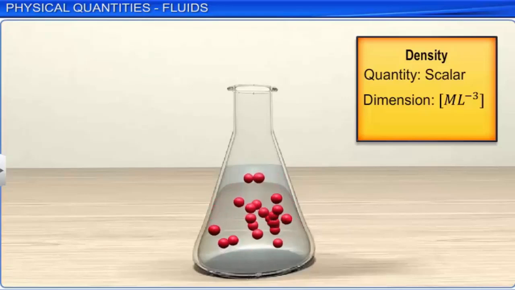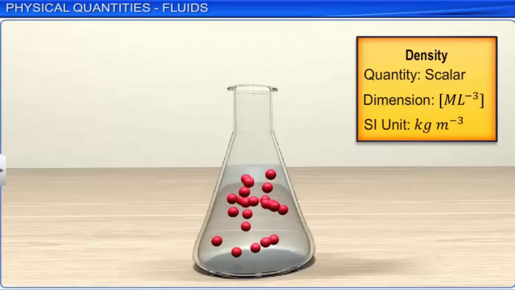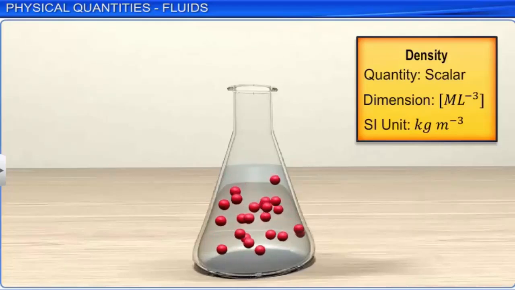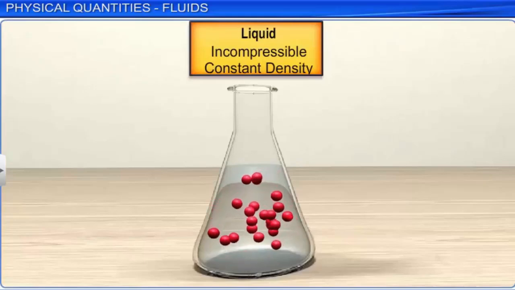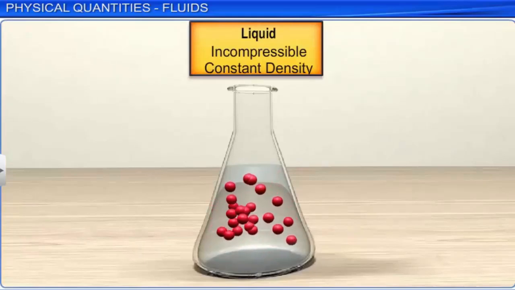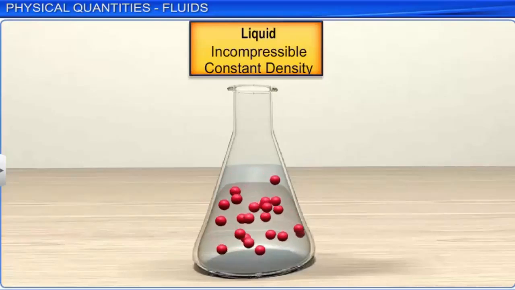Density of a liquid is almost considered constant at all pressures, as it is largely incompressible. However, gases exhibit huge variations in the densities at different pressures, as they are compressible.